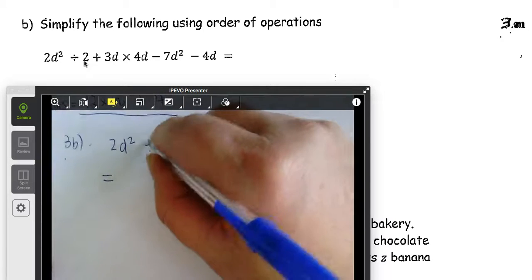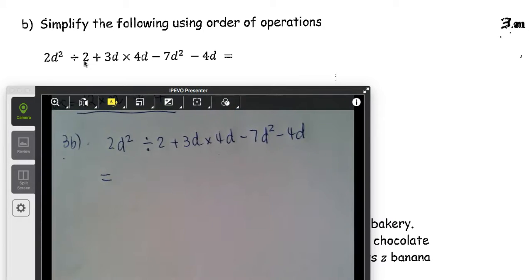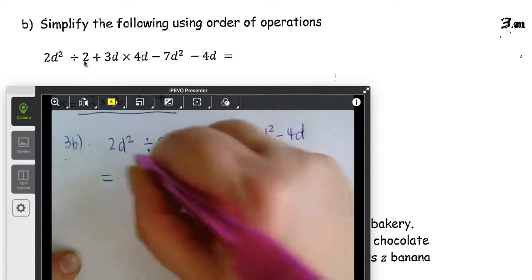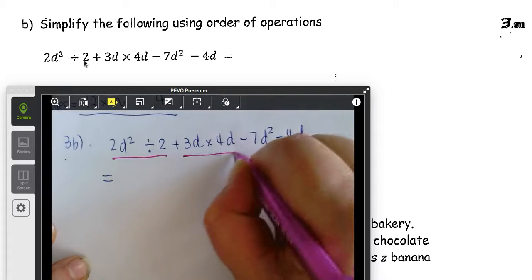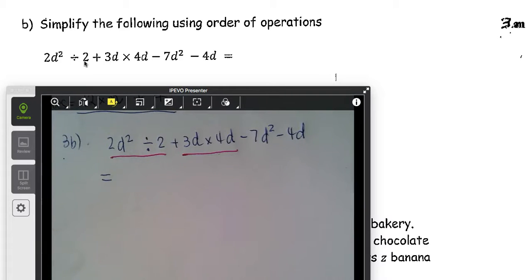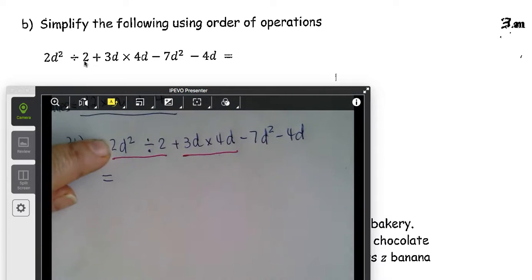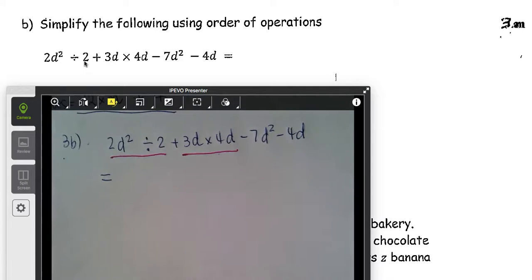When you hear order of operations, what does that tell you? What should you do first? What's the order of operations? BODMAS. Brackets, there are none. Indices, none. Division and multiplication, I'm going to underline them. That has to be done first. Are there any other division or multiplications that need to be done? This one has to be done as well. You have to do 2d squared divided by 2 first.